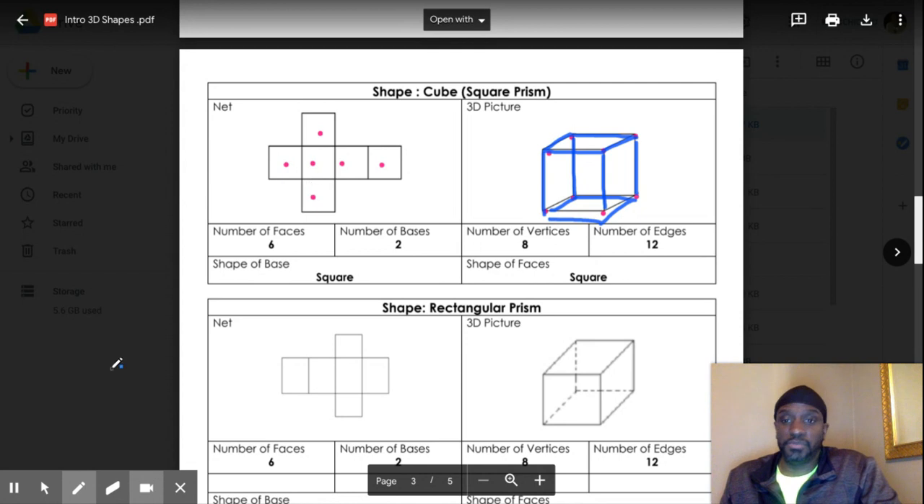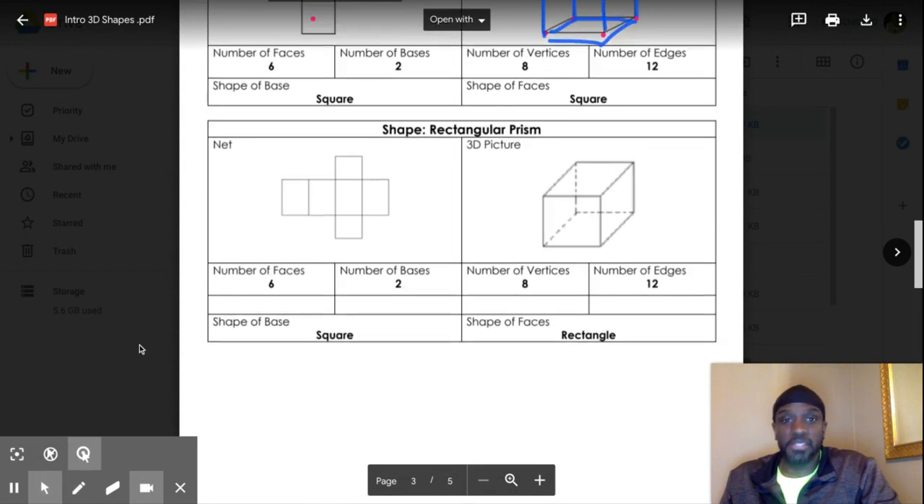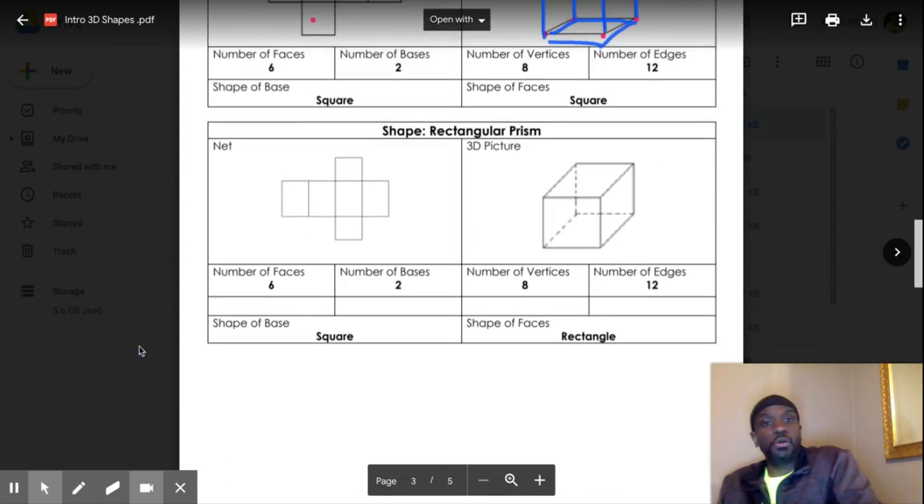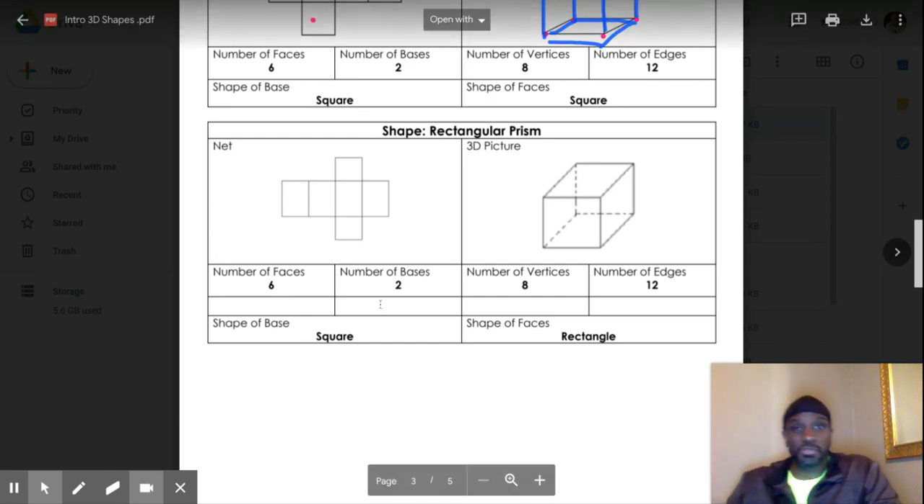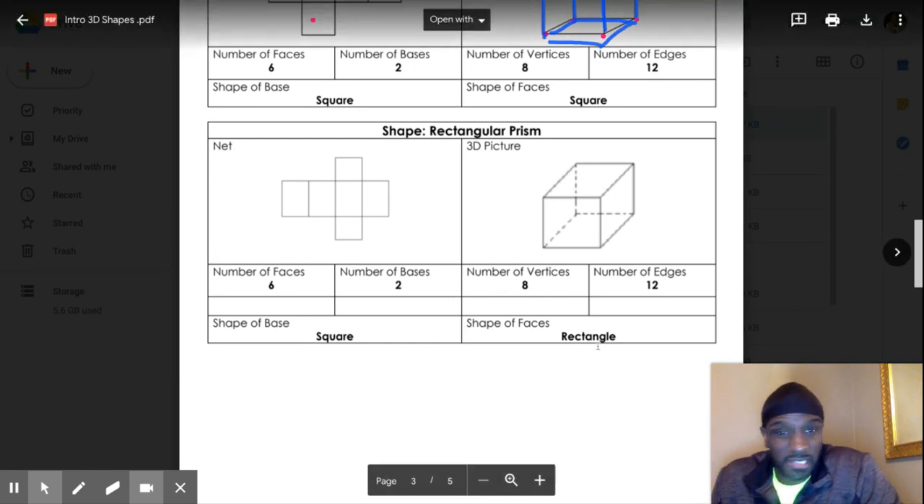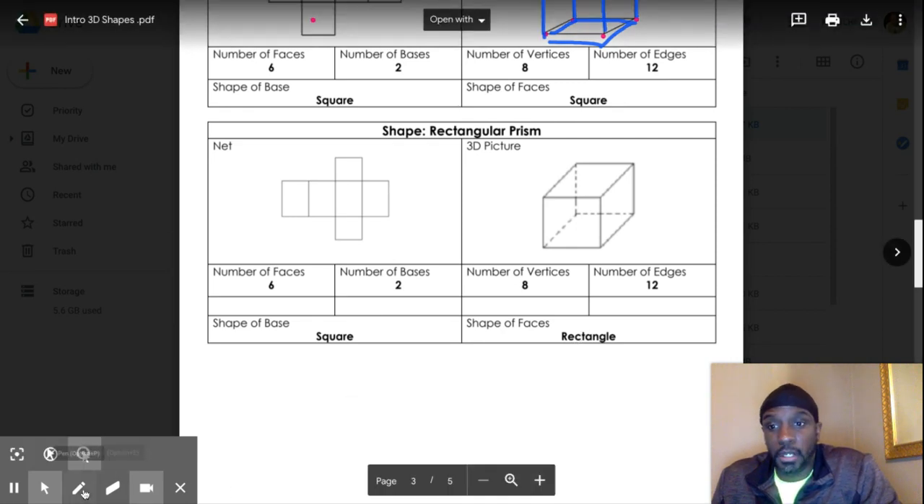All right, so interesting characteristics. Okay, rectangular prism. It also has 12 edges. It has 8 vertices like the square prism. 6 faces like the square prism, but it's a rectangular prism. So the only difference is that the shape of the faces are all rectangular on a rectangular prism. Let's keep going.